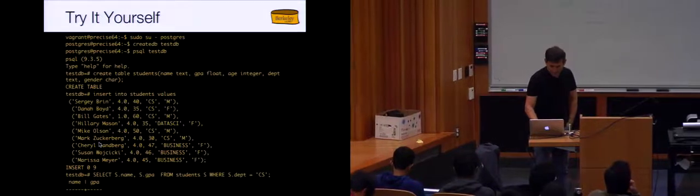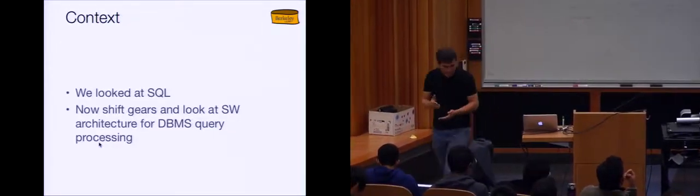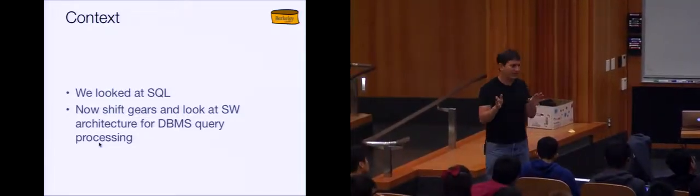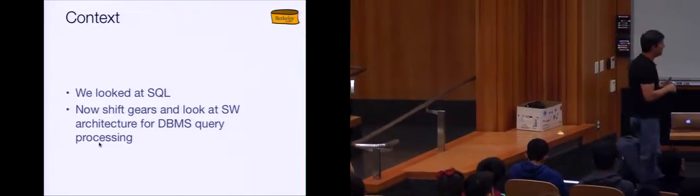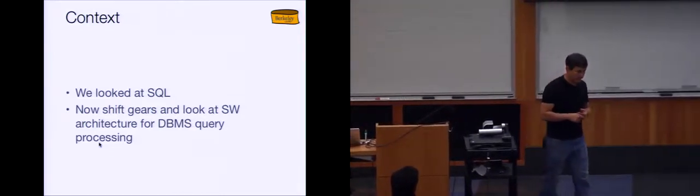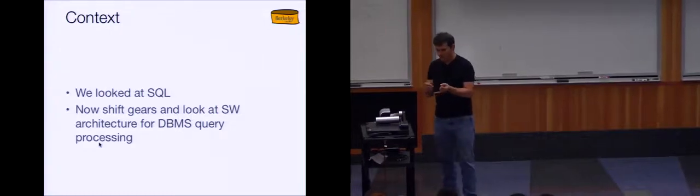All right, so that's pretty easy stuff. That's just SQL stuff. So we looked at SQL. What we're going to do now is shift gears and look at software architecture. I figured I should spend a few minutes teaching you some SQL. But we're going to go back now to designing software architectures, and in this case for database management system query processing, all right? So any system that's doing query processing, you can think of a relational database.